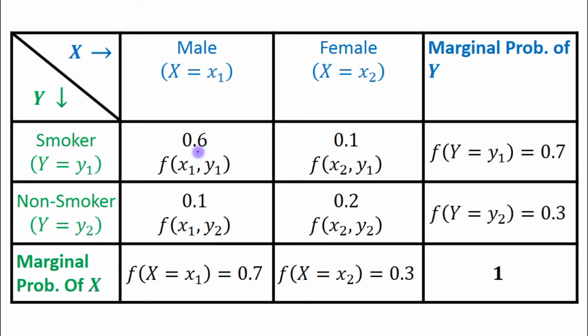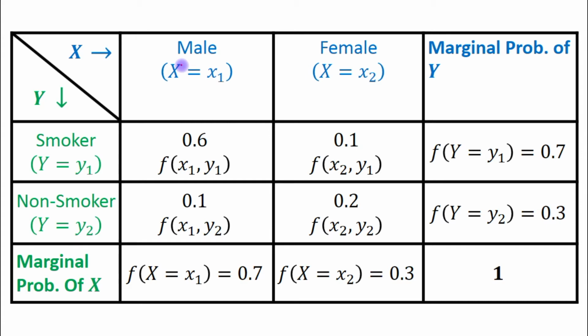This probability, that is 0.6, denotes the probability that a person is male and smoker. In the same way, 0.1 represents the probability that a person is female and smoker. 0.1 denotes the probability that a person is male and non-smoker, and 0.2 denotes the probability that a person is female and non-smoker.